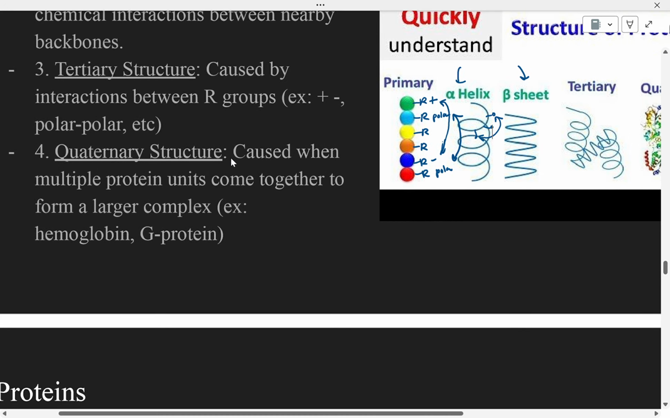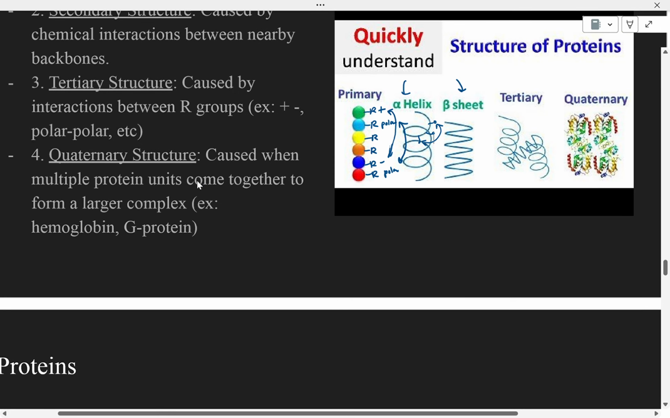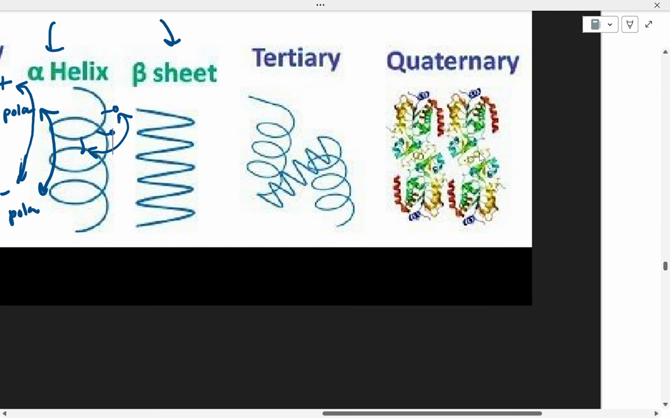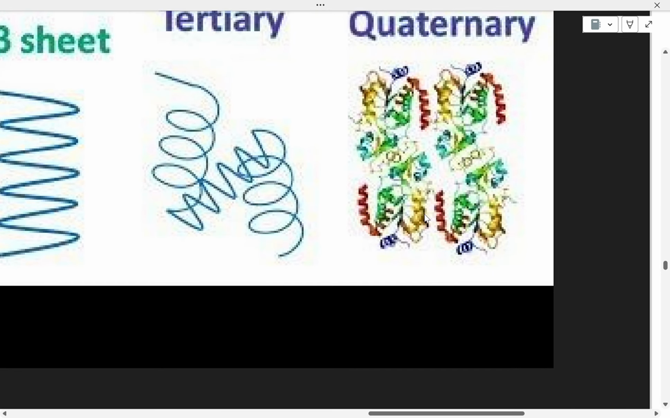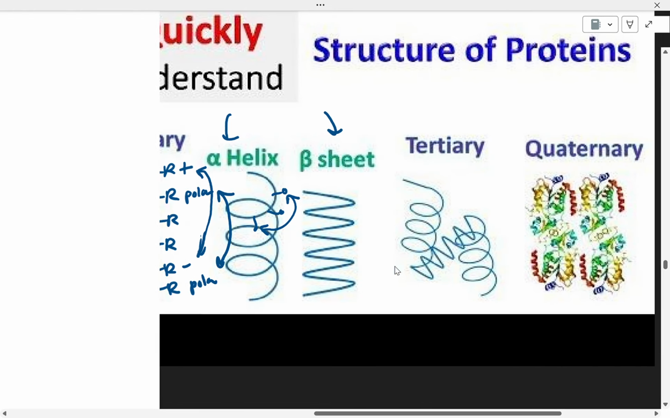So then finally we go to quaternary structure, and this one's caused when, if you look at the tertiary, we're zooming out even further. Let's say we have one of these, we have another one of these, we have another one of these, and then they all come together to form one massive protein. So that's what we'll call quaternary structure, when there are multiple protein units that come together to form a larger complex. So you can see there are 4 repeating protein units here, like this.